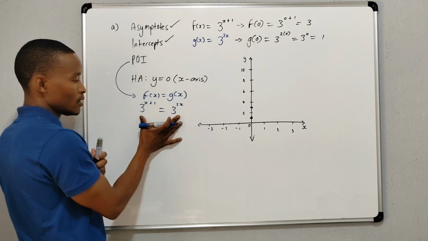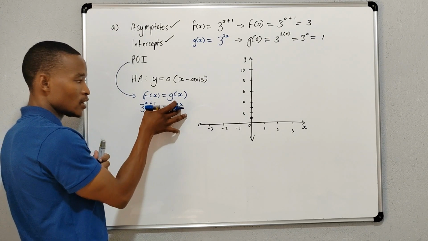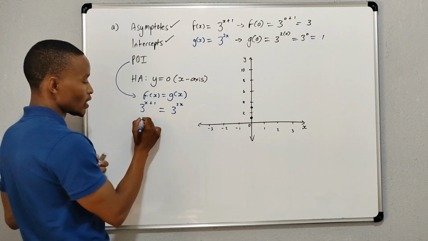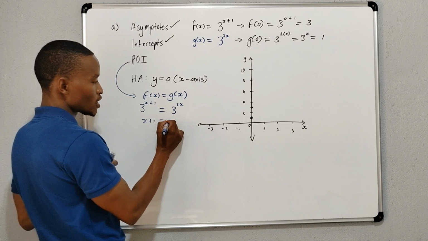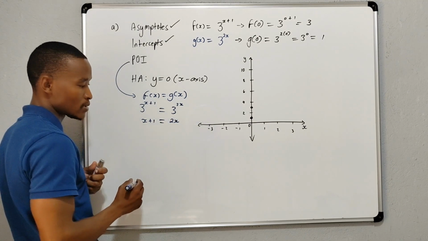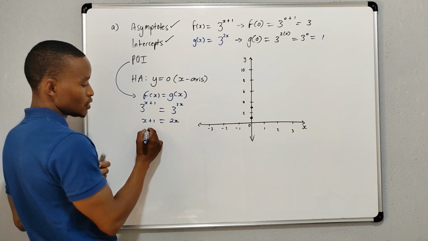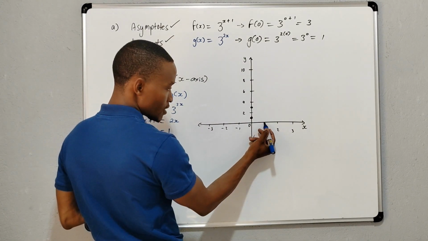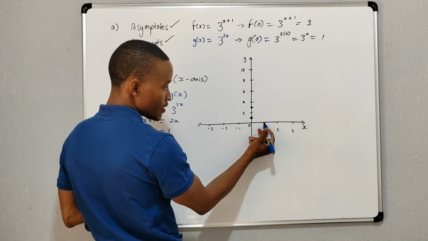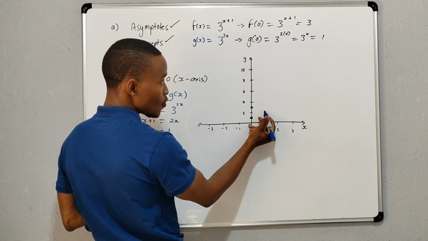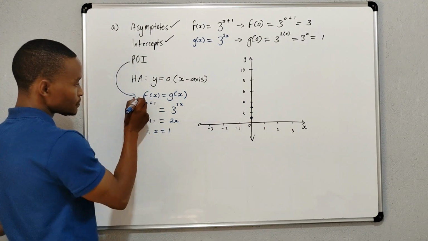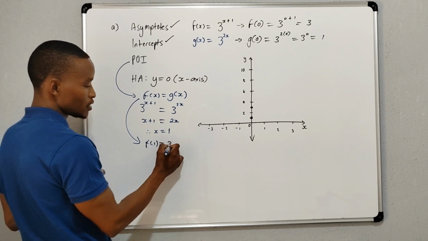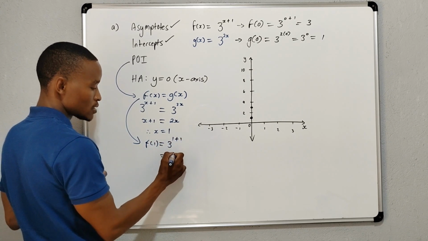Okay, equal bases implies equal exponents in this type of equations, right? So we equate the exponents. x plus 1 must be equal to 2x, all right? So therefore, what do we know? x must be equal to 1. So it means when x is equal to 1, there is some point of intersection where at some y value that we need to find. We can use f and find f of 1, which is equal to 3 to the power 1 plus 1, which is 9.